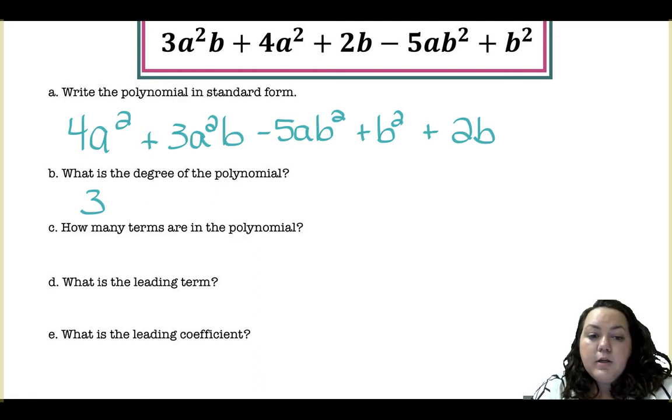How many terms are in the polynomial? So this polynomial has 5 terms. The leading term is 4a squared, which means the leading coefficient would be 4.